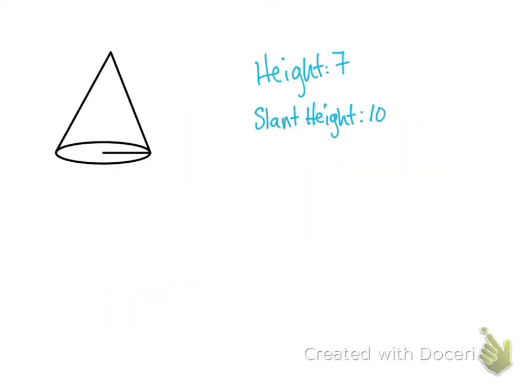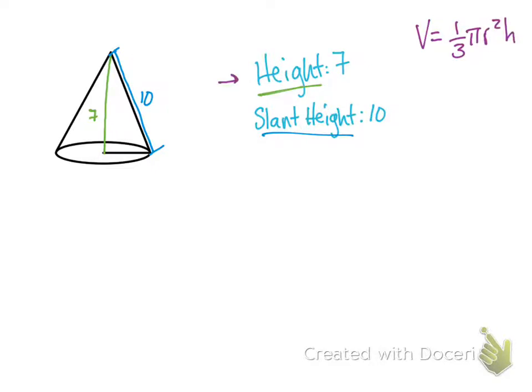Looking at this first one, our height is 7, slant height is 10. If you remember from when we talked about pyramids, this is our height right there, that's 7. Our slant height is this outside piece right here, and that is 10. Now for our formula: volume equals 1/3 times pi, radius squared, height. We've got the height, that's going to go right there. But we don't have the radius, and we have a slant height instead.